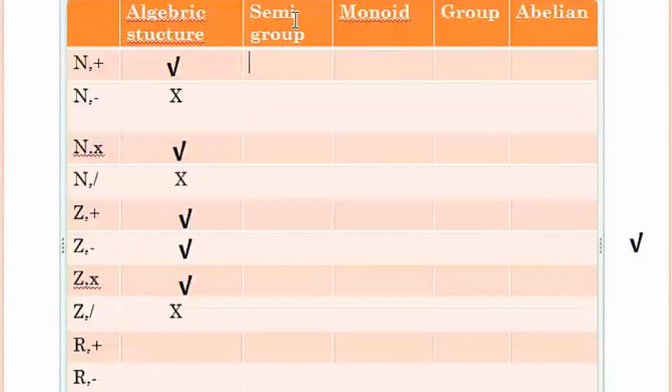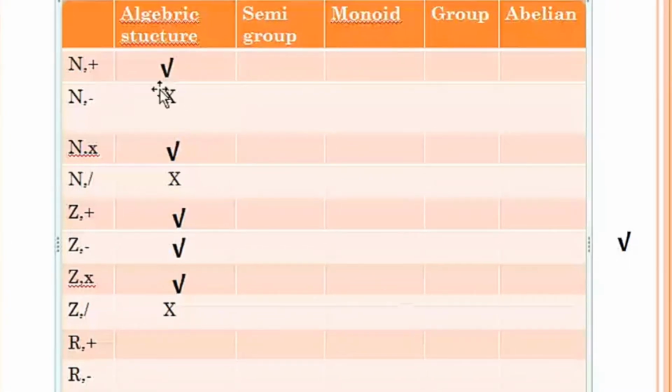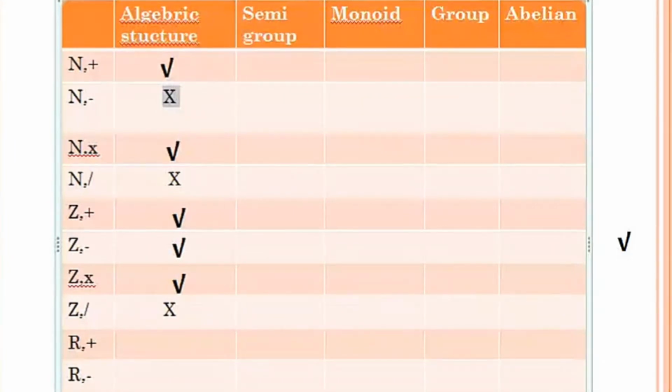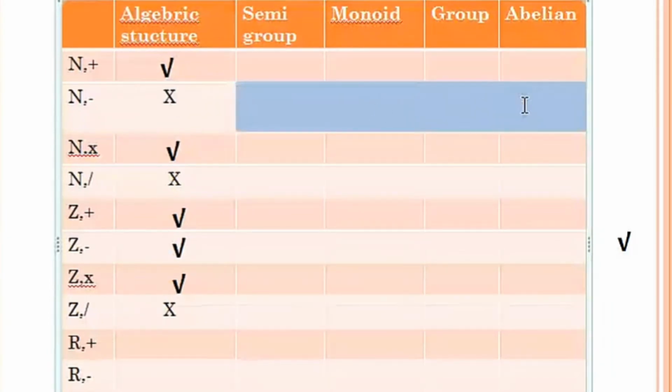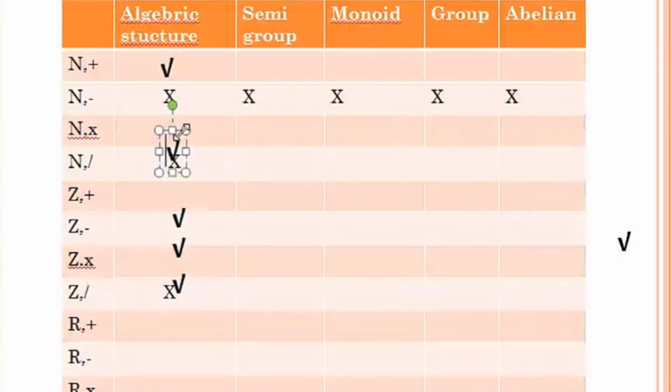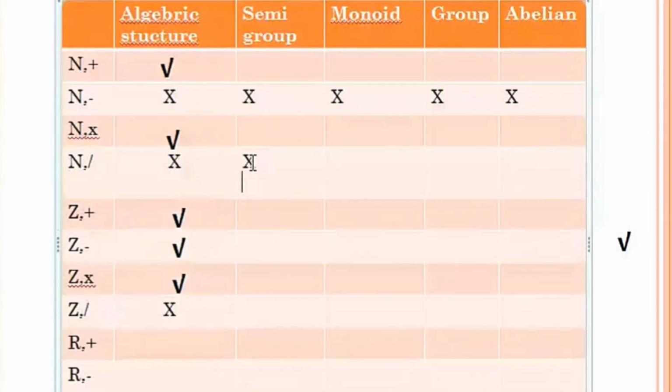The next property, semi-group. Natural numbers with subtraction are not able to be an algebraic structure. That means no need to further study them, right? Cross out all those things which fail to satisfy the closure property.